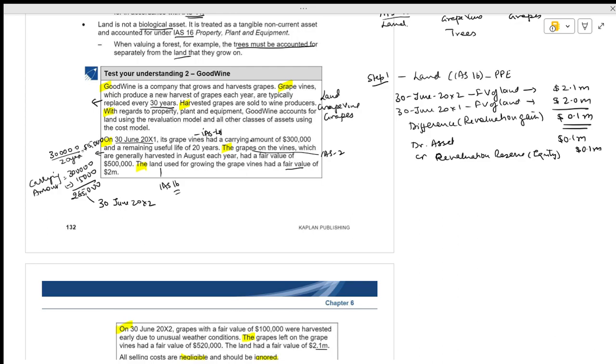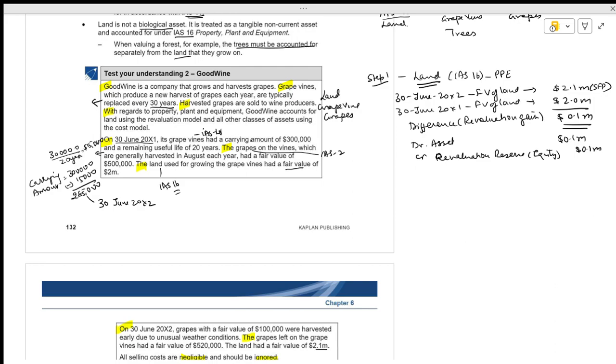What is the revalued amount? We will show it in the statement of financial position. Fine. Now, this is with respect to land.